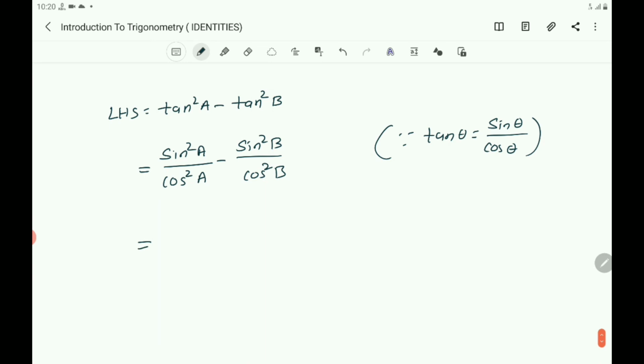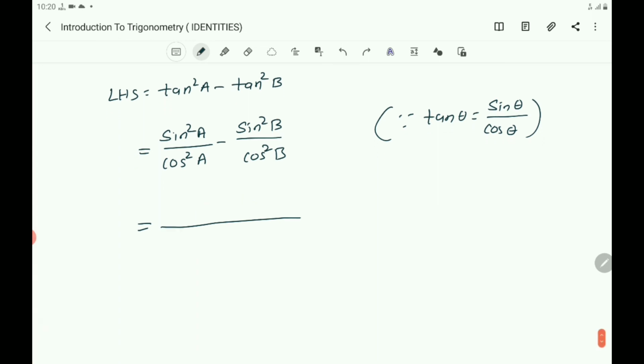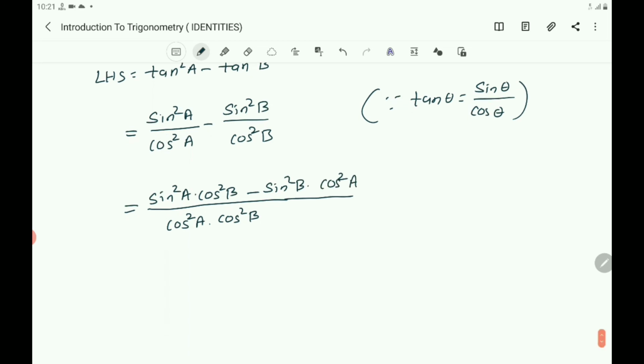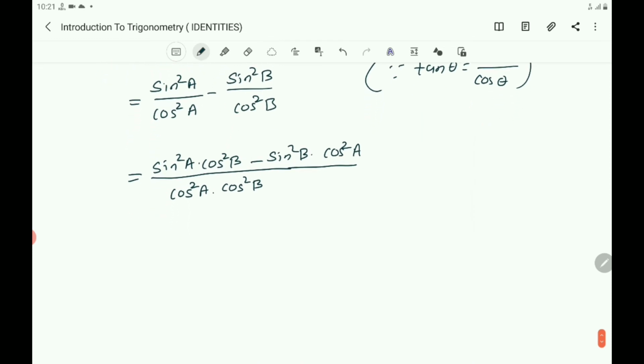That equals, here you take the LCM. LCM is the product of these two. As they are co-prime, you take the product of cos square A and cos square B as the LCM. Then the numerator becomes sin square A into cos square B minus sin square B into cos square A.